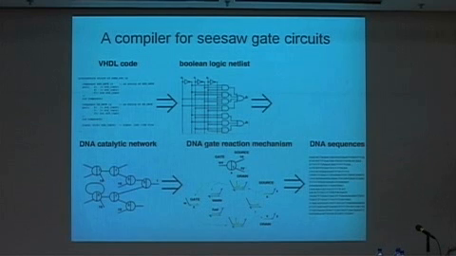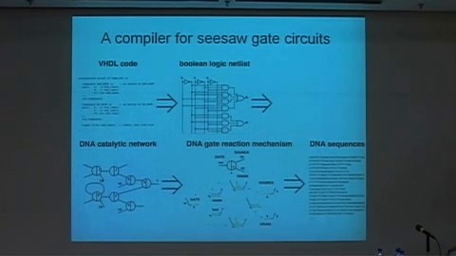The first step is to design the hardware from the digital system function level to the logic gate level using an existing hardware description language such as VHDL. The second step is to compile the logic netlist down to the seesaw gate circuit abstraction. The third step is to translate the seesaw abstraction to the DNA gate motif level. And the fourth step is to design sequences for the DNA molecules and then to synthesize them.